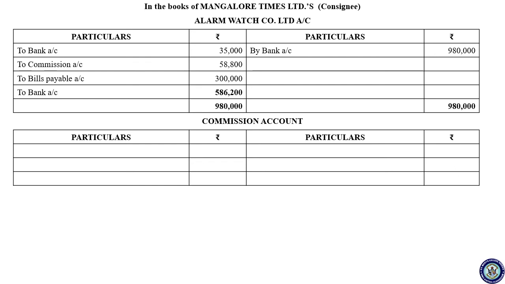Okay, so next one, that is commission account. So by Alarum Watch Company, because here it is to commission, here it is by Alarum Watch Company, and it is transferred to profit and loss account. Okay, so this is illustration number 11. And they asked this in the semester examination also. So once again, go through this problem.